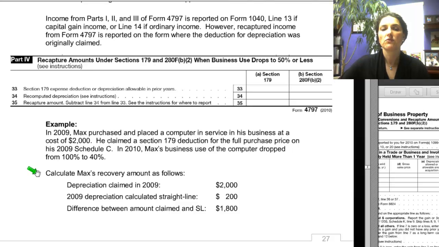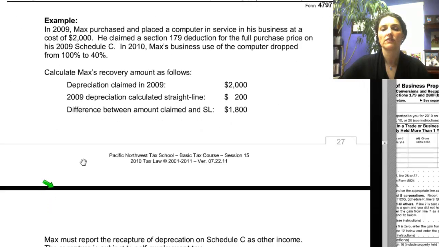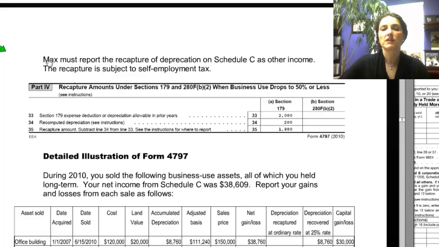Calculate Max's recovery amount as follows. The depreciation he claimed in 2009 was $2,000. 2009 depreciation calculated straight line is $200, and the difference between the amount claimed and the straight line amount that he should have claimed is $1,800. Max must report the recapture of depreciation on Schedule C as other income. The recapture is subject to self-employment tax.